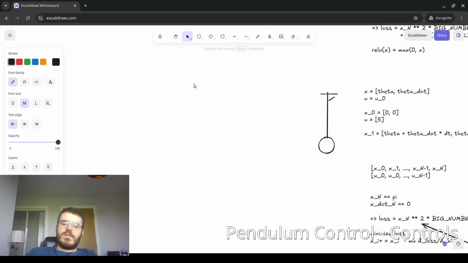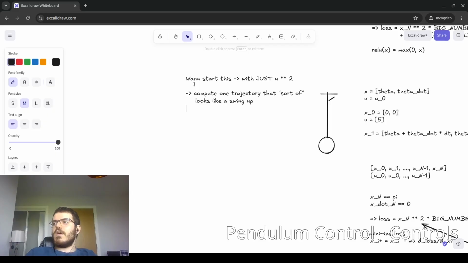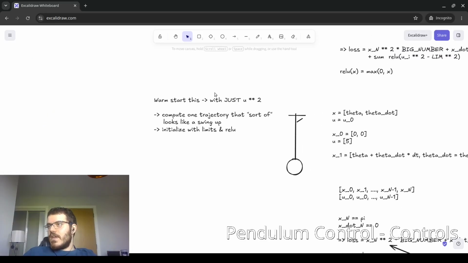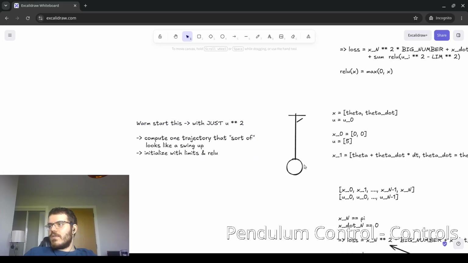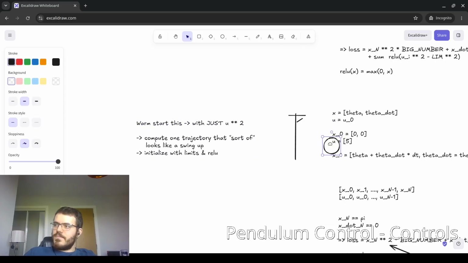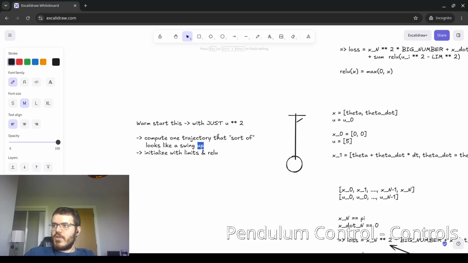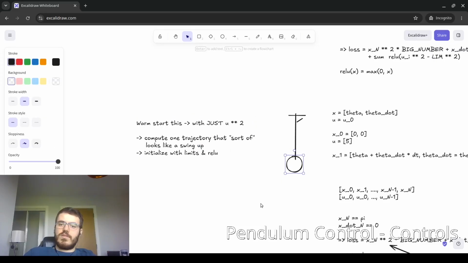So the idea was to warm start this with just u squared. Basically, this means computing one trajectory that looks like a swing up, and then initializing with limits and ReLU. If we can get it kind of right to start with, maybe it swings up and then stops here, then the second problem can actually be solved. So that's what I'm going to try and do.